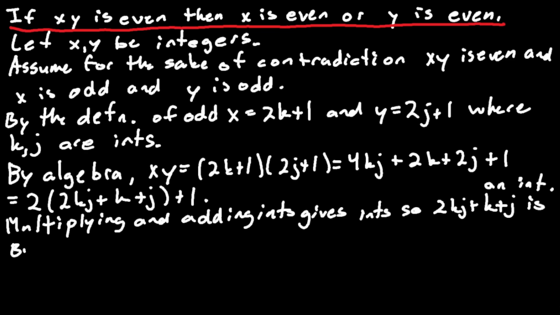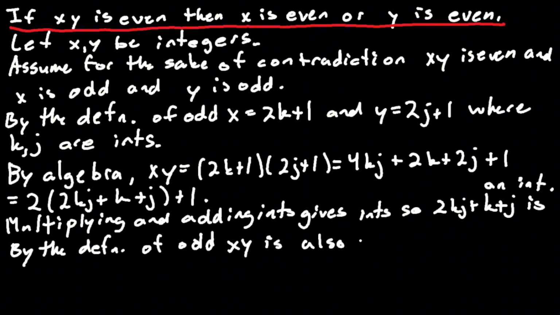All right. Well, by the definition of odd, xy is also odd. All right, how did I come to that conclusion? Well, I determined that 2kj plus k plus j is an integer. Well, what's the definition of an odd number? The definition of an odd number is 2 times some integer plus 1. Here's the thing. We assumed that x and y are odd numbers. We multiply them together to get this monstrosity, and we factored out the 2 to get this guy right here.